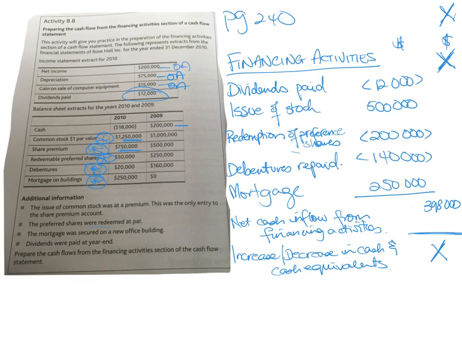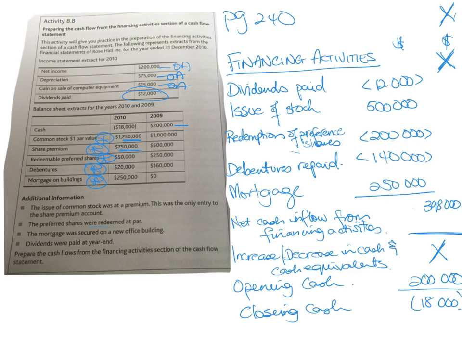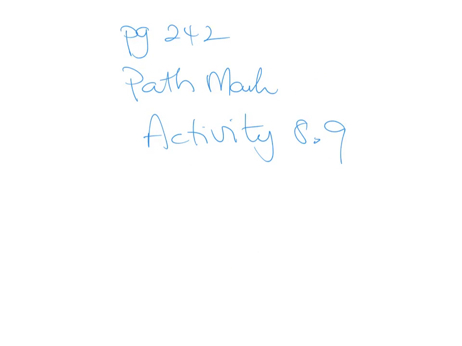Then you would add your opening cash, and in this question the opening cash would be 200,000, and that should add up to give you your closing cash, which in this question is a negative 18,000, which means that they would be in overdraft. Now try page 242, pass mark activity 8.9.